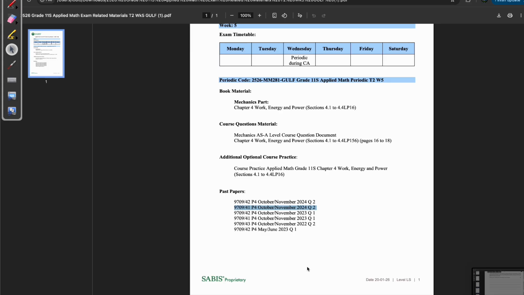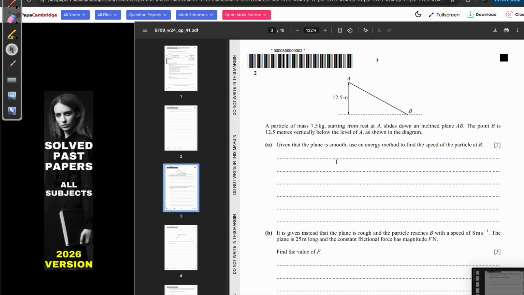I'm going to be explaining paper 4 version 1, October-November 2024, question 2. A particle of mass 7.5 kilograms starting from rest at A slides down an inclined plane AB. The point B is 12.5 meters vertically below the level of A as shown in the diagram. Given that the plane is smooth, use an energy method to find the speed of the particle at B.